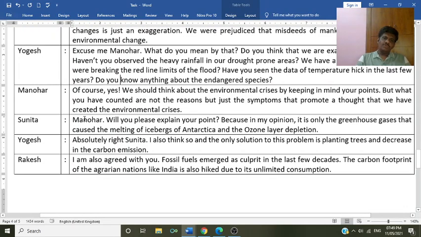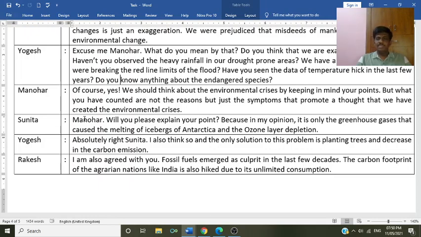Manohar replies, of course, yes, we should think about the environmental crisis by keeping in mind your points. But what you have counted are not the reasons, but just the symptoms that promote a thought that we have created the environmental crisis. Again, Manohar does not agree with Yogesh. He sticks to his own point. He is convincing others that we were thinking that the environmental crisis is the creation of mankind, but it is not the same thing. It is something different.